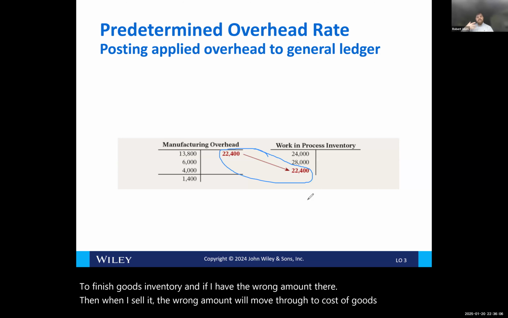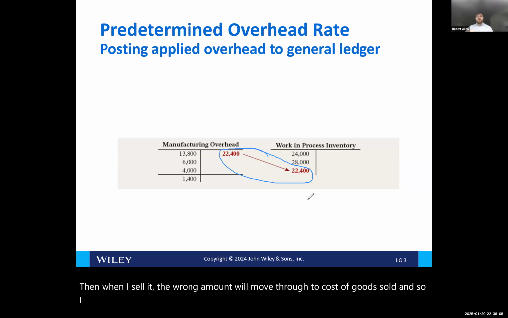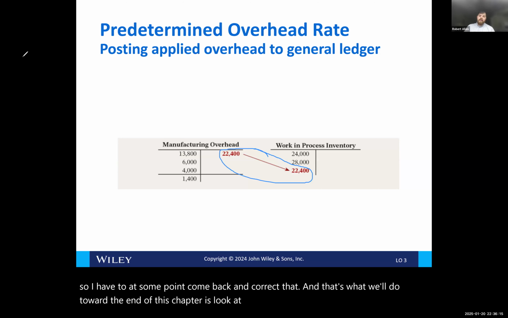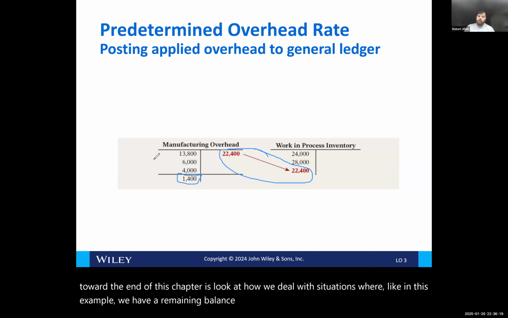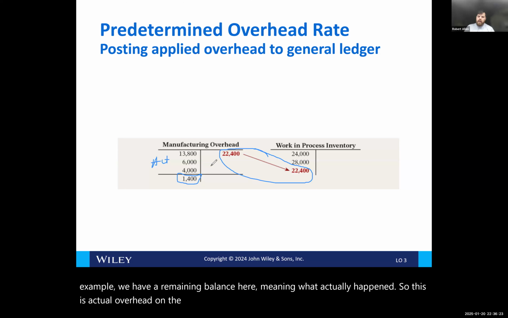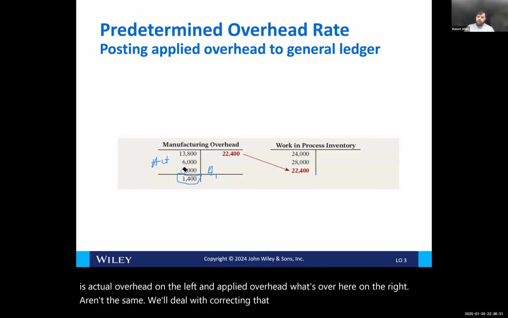And so I have to, at some point, come back and correct that. And that's what we'll do toward the end of this chapter: look at how we deal with situations where, like in this example, we have a remaining balance here, meaning what actually happened. So this is actual overhead on the left, and applied overhead, over here on the right, aren't the same. We'll deal with correcting that issue at the end of this chapter.